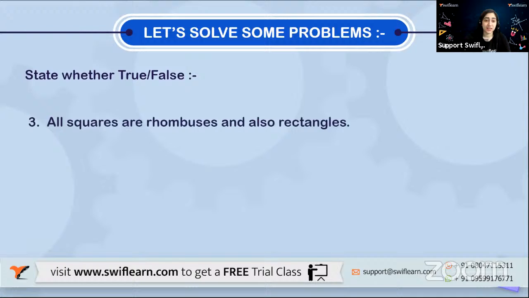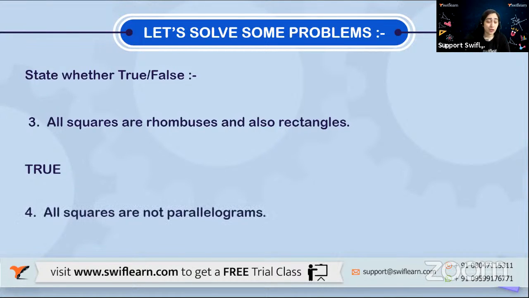Moving on to the next one, it says all squares are rhombuses and also rectangles. True or false? Okay, Mohit says true. Yeah, that's right. All the squares are rhombuses, meaning all the sides of a rhombus are equal, and the same goes with a square. And also a rectangle. We know a square is also a rectangle because the opposite sides are equal. Perfect. Well done.